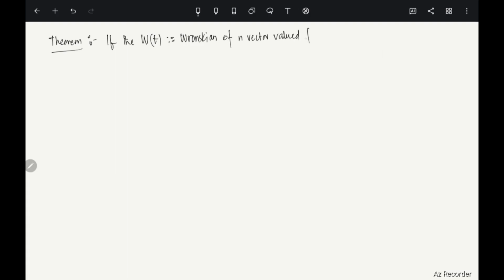Now, the important thing which we need to understand is this theorem. And this is a very, very important theorem. So what does this theorem say? So please remember this theorem. We are going to use this theorem a lot. So if the Wronskian, okay, and for now I will just always write Wronskian as W of t, without any exception. So this is the Wronskian of n vector valued functions. Okay, what are the functions? x1 of t, xn of t, okay, is different from 0.